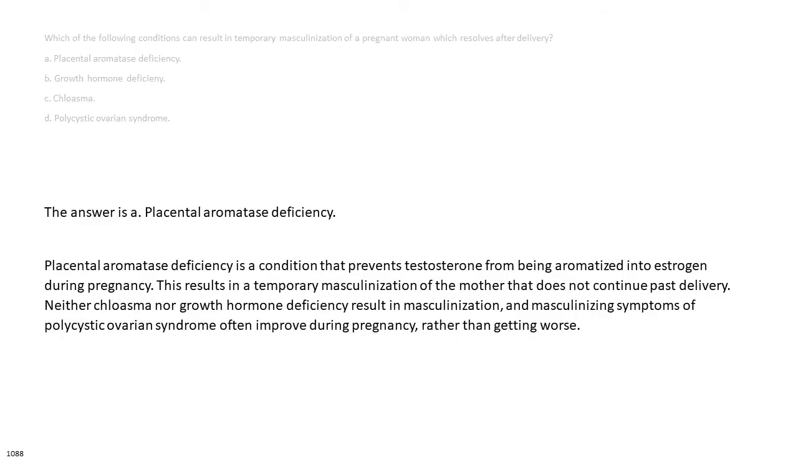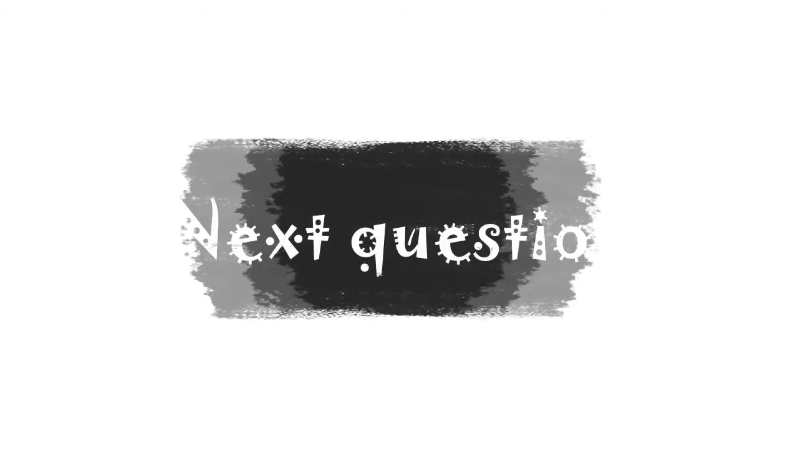The answer is A. Placental aromatase deficiency. Placental aromatase deficiency is a condition that prevents testosterone from being aromatized into estrogen during pregnancy. This results in a temporary masculinization of the mother that does not continue past delivery. Neither chloasma nor growth hormone deficiency result in masculinization, and masculinizing symptoms of polycystic ovarian syndrome often improve during pregnancy, rather than getting worse.